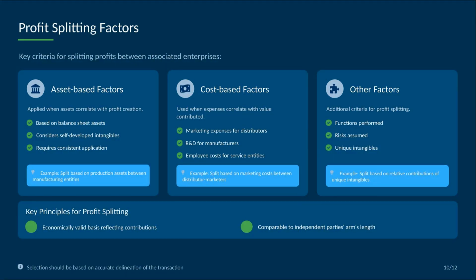Profit-splitting factors are crucial in determining how profits are divided between associated enterprises. Asset-based factors consider balance sheet assets and self-developed intangibles. Cost-based factors focus on expenses like marketing and research and development. Other factors include functions performed and risks assumed. The selection must reflect an economically valid basis, comparable to independent parties' arm's-length transactions. Use of PSM should be sparse and carefully done. Better to consult TP professionals before using it.